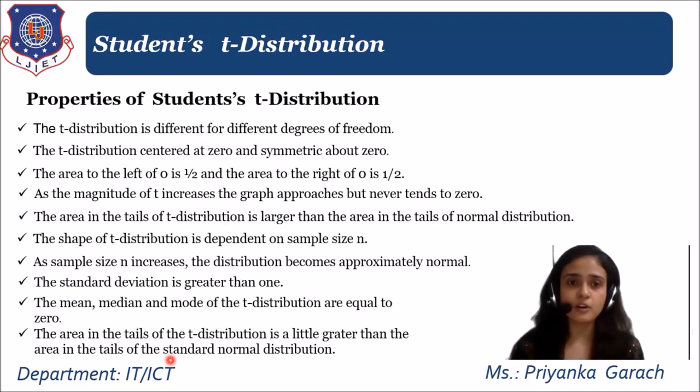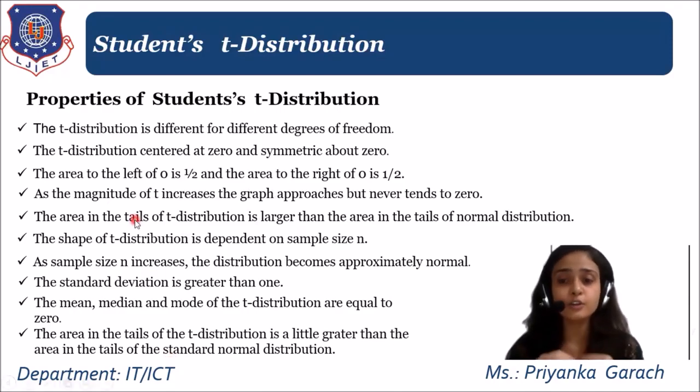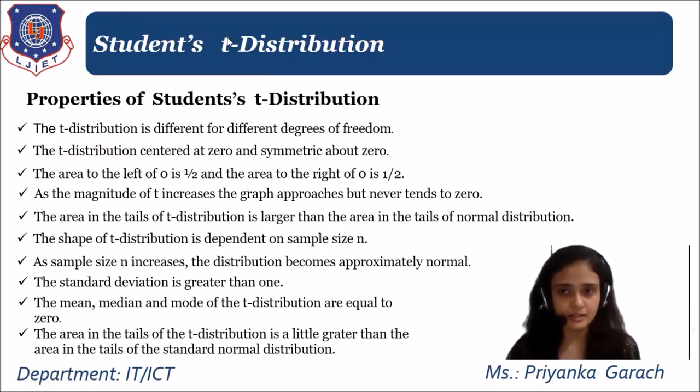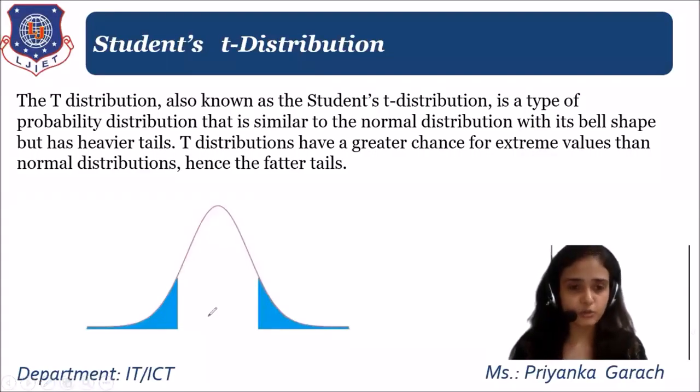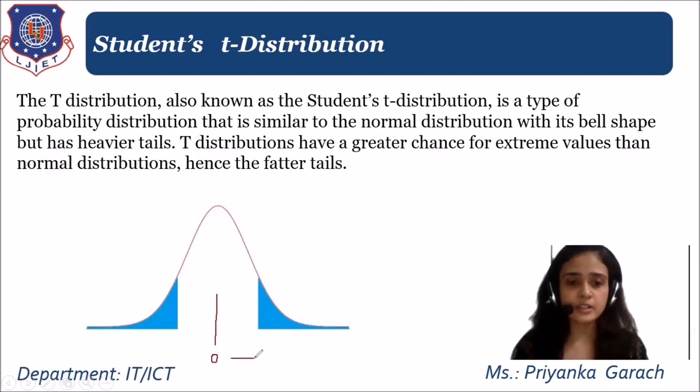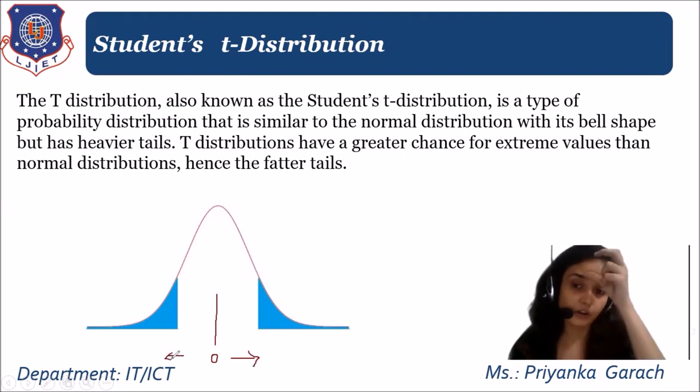Now these are the properties of the student's t distribution. Whatever you know about the student's t distribution becomes your properties. The student's t distribution is different for different degrees of freedom, which we have already seen. The t distribution is centered at 0 and it is symmetric about 0. Now this is my graph of the student's t distribution. Always the middle point will be your 0. This is the positive part, the right hand side of 0, and this is the negative part, the left hand side of 0.